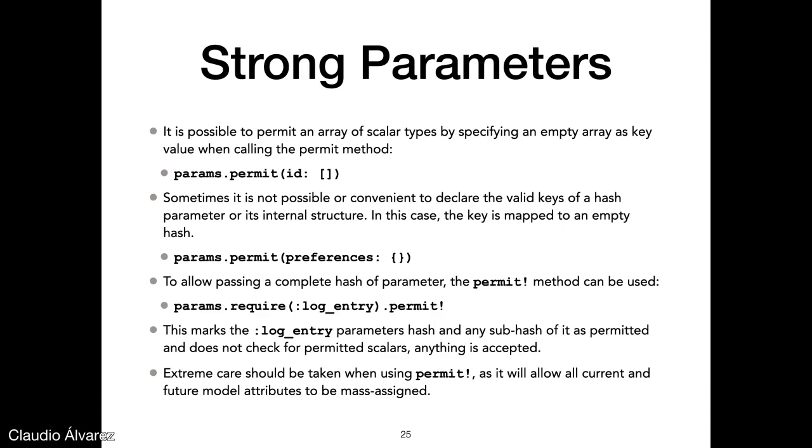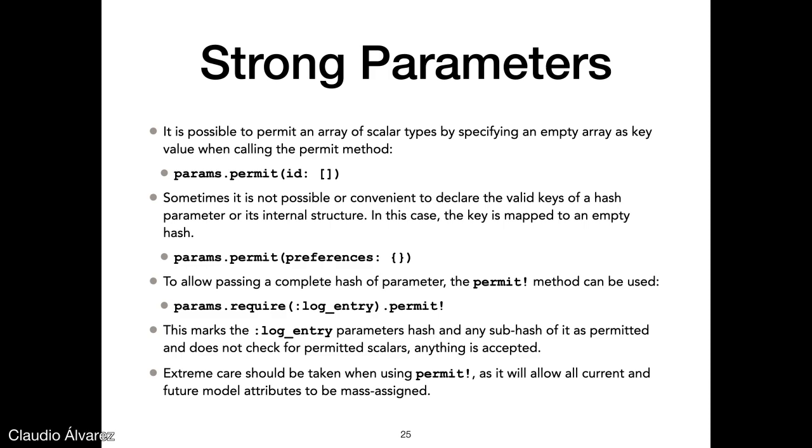Hay veces en que no es factible ni conveniente especificar toda la estructura de parámetros que puede tener un parámetro, valga la redundancia, como en el caso de preferences. Entonces preferences aparece asociado a un hash que está vacío. En ese caso, se permite que preferences exista, ¿ya? Y que adentro haya una estructura de parámetros compleja que no está predefinida.